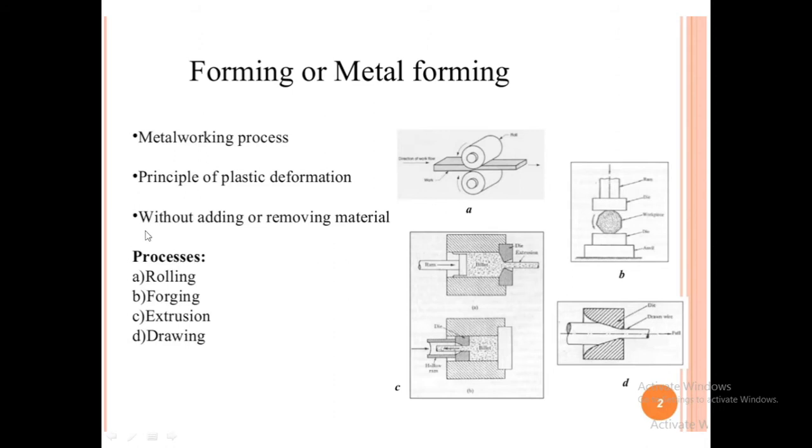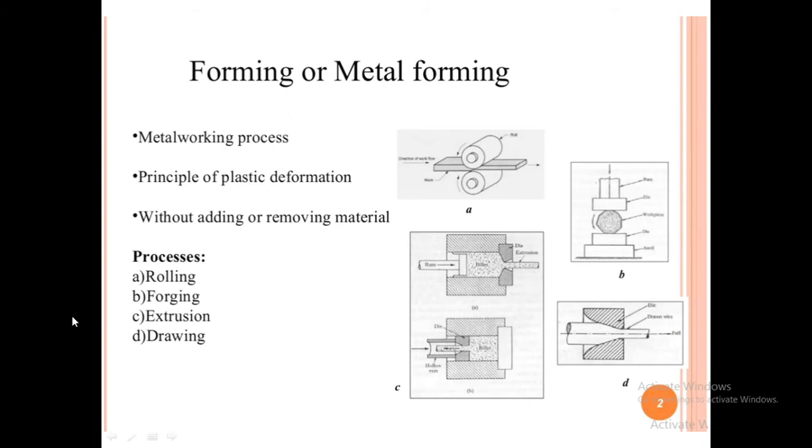Okay, and what is the next main part of a metal forming process? It is done without adding or removing material, as we consider in other fabrication processes like cutting, drilling, etc. In a metal forming process we will not remove material and we cannot add material. We will deform the material into the required shape from a stock or from a raw material. So these are some basic principles of the metal forming process.